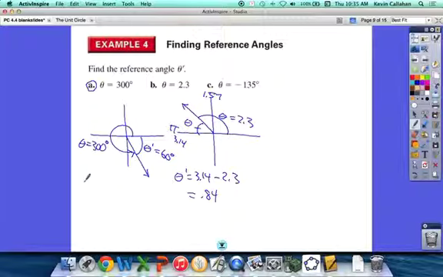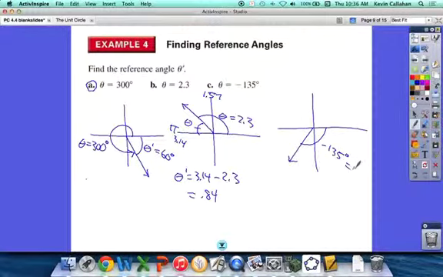Okay, and then the negative 135. Which quadrant are we in if our theta is negative 135? 3, right? Because negative 180 would take you all the way around to here. And negative 90 would take you to the negative y-axis. So between negative 90 and negative 180 would be negative 135, right there. So there's negative 135 degrees. Okay, what does that make theta prime?